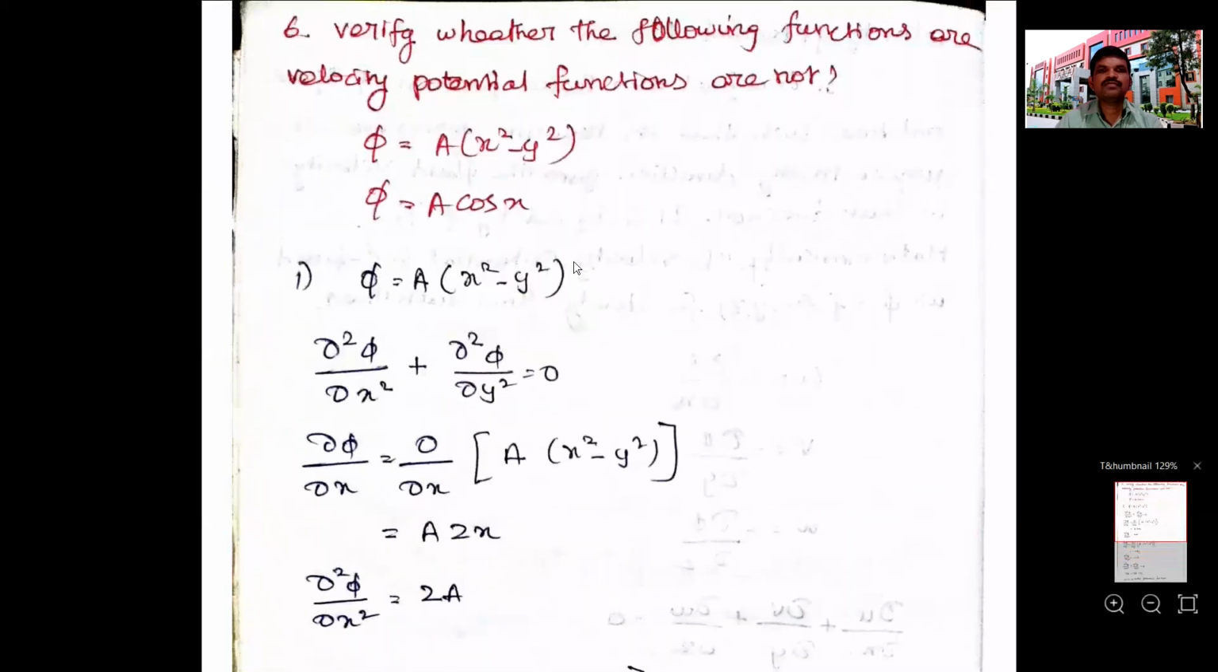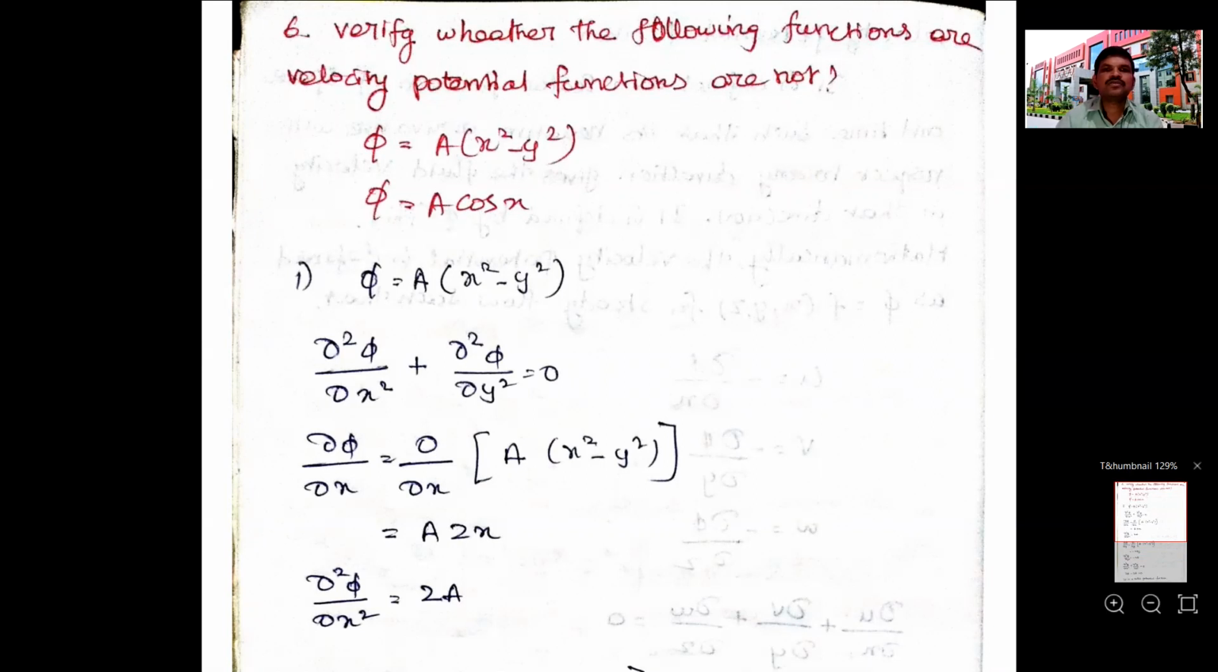Okay students, now we will see the problem. Verify whether the following functions are velocity potential functions or not. There are two functions. Velocity potential is given: phi is equal to A into x squared minus y squared. This is one of the velocity potential functions. Next, phi is equal to A into cos x. This is also another velocity potential function.